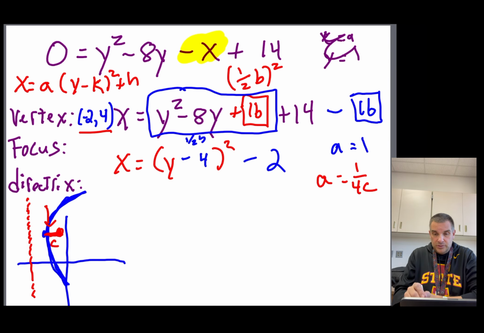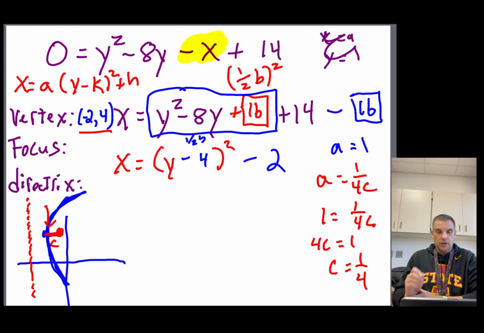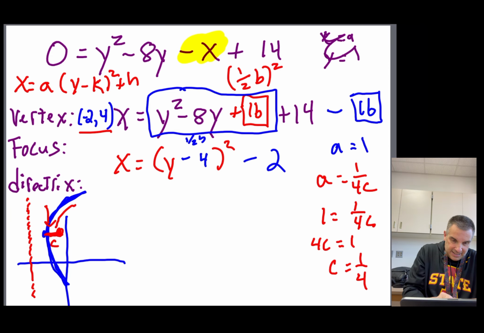So we know the a value is 1. That's going to give me 1 is equal to 1/4c. Multiply both sides by 4c. So 4c is equal to 1. C is equal to 1/4. So I know that distance right there. That distance right there has to be 1/4.